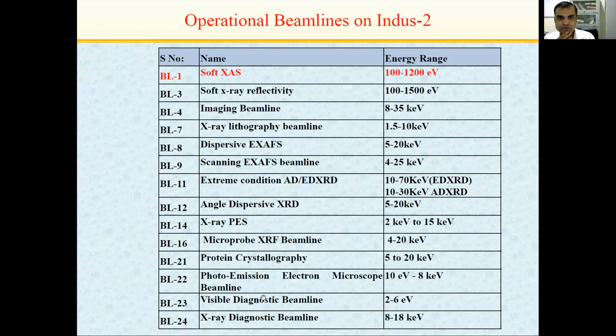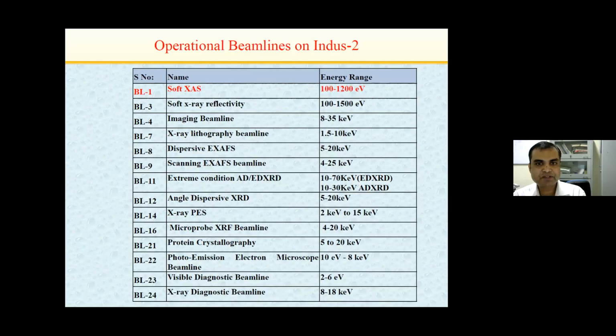Our own consortium was actively involved in creating 2 beamlines, one at Indus 1 and another at Indus 2. At Indus 1, we created this angle integrated photoelectron spectroscopy beamline, whereas at Indus 2, we had this soft X-ray absorption spectroscopy beamline. So I will mostly talk about these 2 particular beamlines because Dr. Jha has already covered many of the aspects of these beamlines.